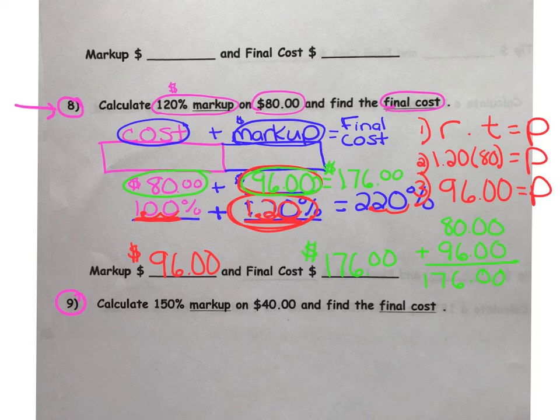Your job now, showing your work, you have to create a tape diagram. Make sure you're labeling and organizing your information in your tape diagram first. Completing your tape diagram, step 1. Step 2, using the formula to calculate your markup. And step 3, adding your original total to the markup to get the final cost.